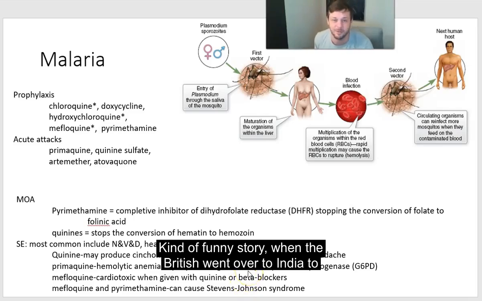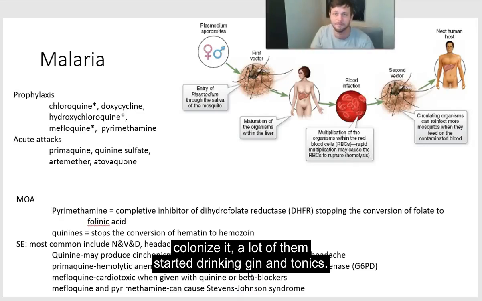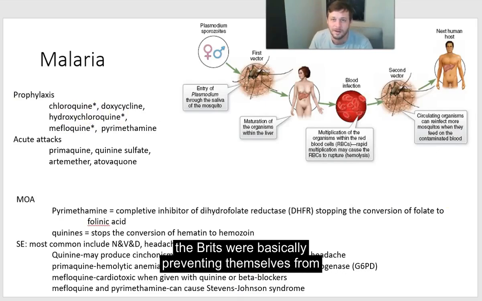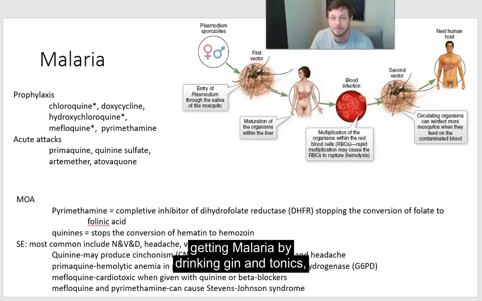Kind of funny story, when the British went over to India to colonize it, a lot of them started drinking gin and tonics. Tonic water has quinine in it. And so the Brits were basically preventing themselves from getting malaria by drinking gin and tonics, which is just really funny to think about.